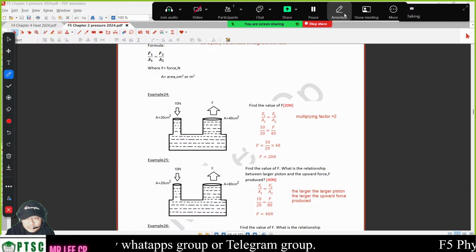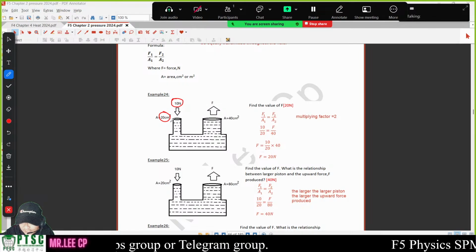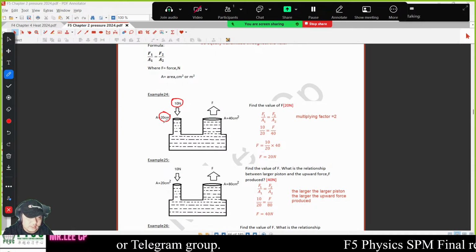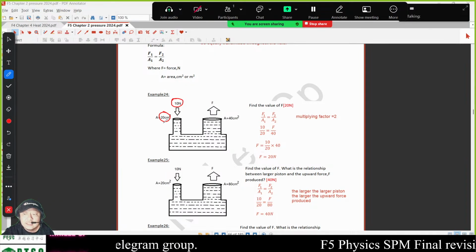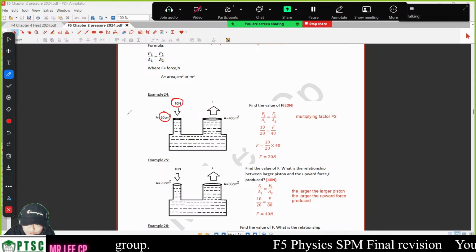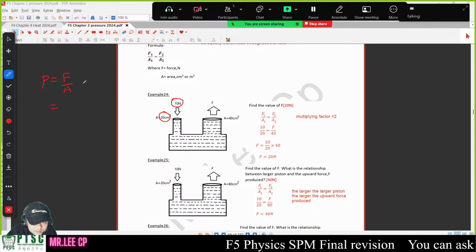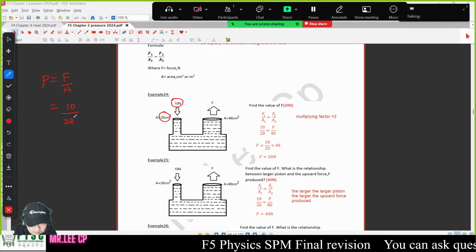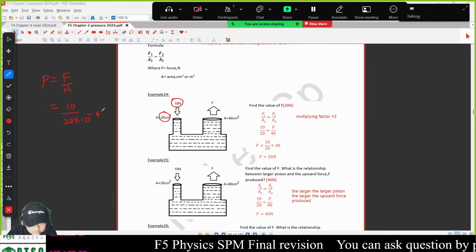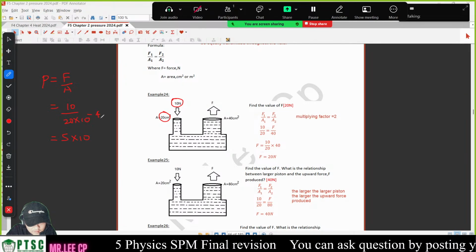We take an easy example, F1 over A1. Because both sides are equal, this one is 20 cm. Teacher, no need to change? No need. But if the question asks what is the pressure here, then you need to change. Pressure is force over area. Force is 10, area is 20, and because it is cm squared, you need to convert it with 10 power -4. So you need to know.